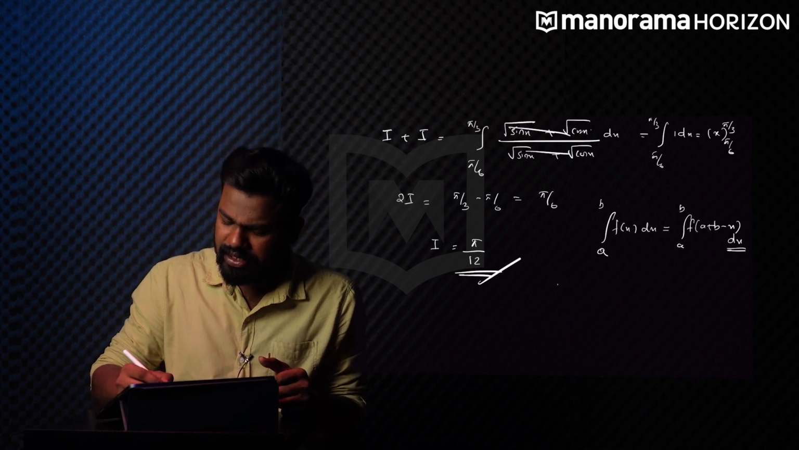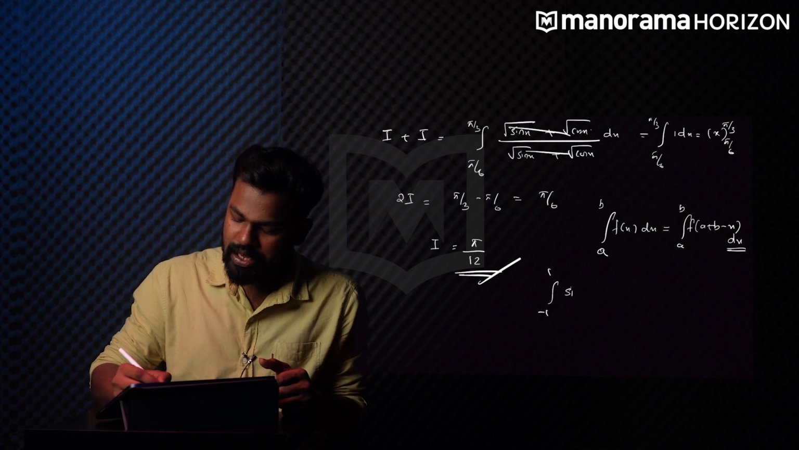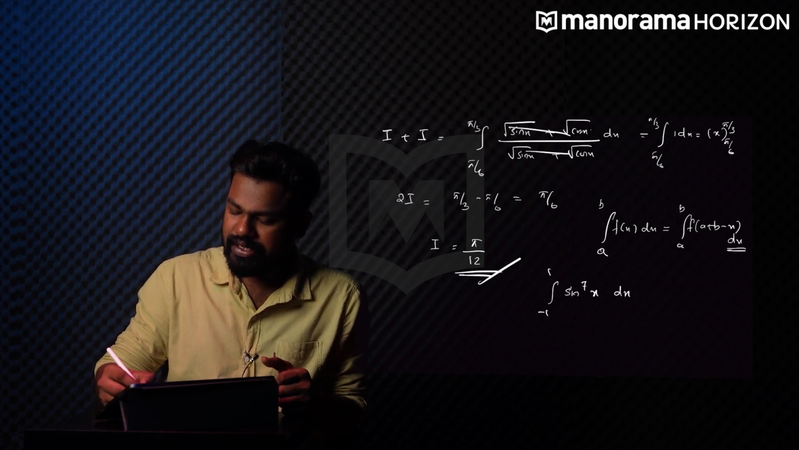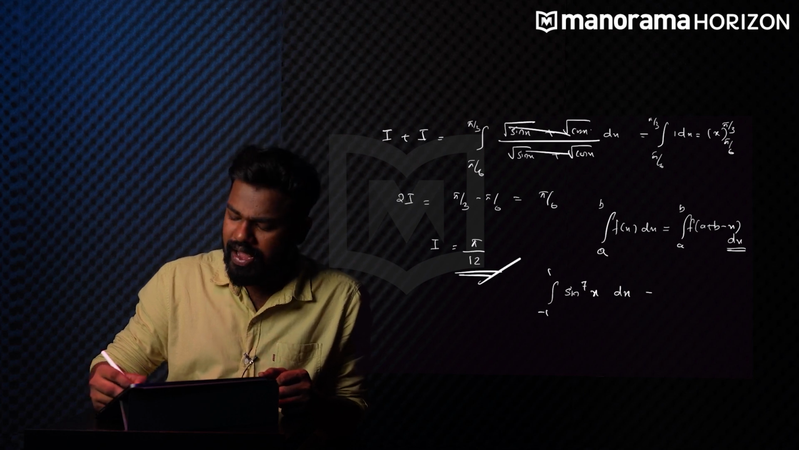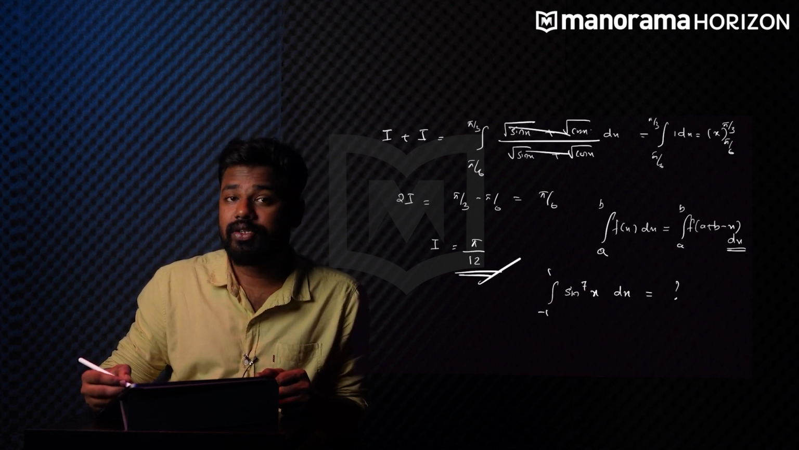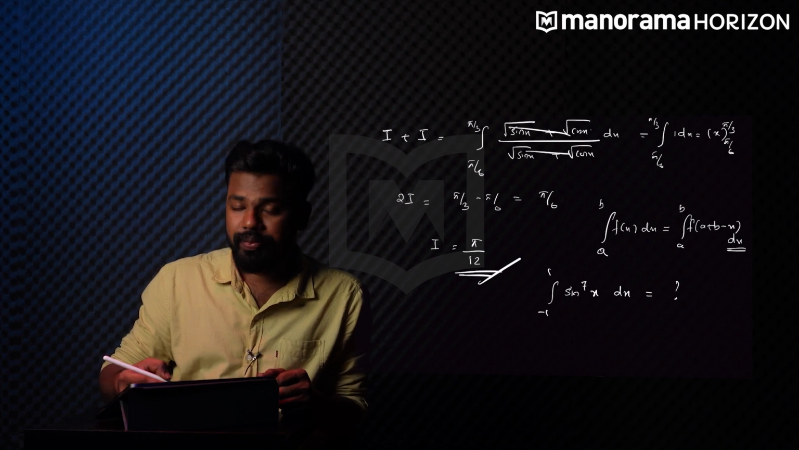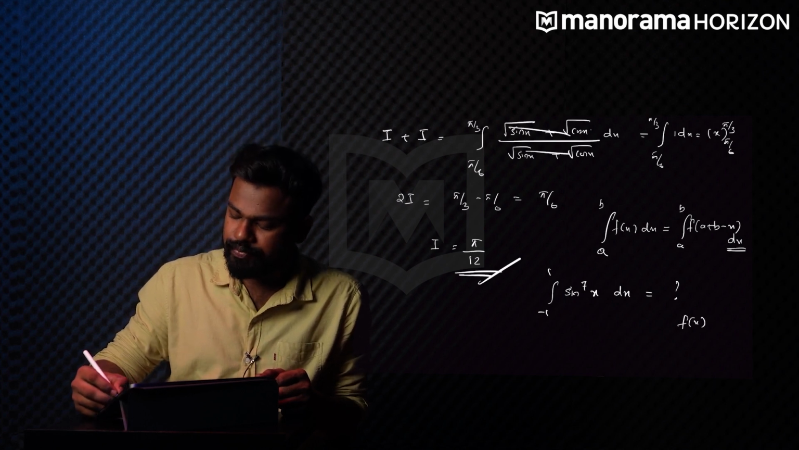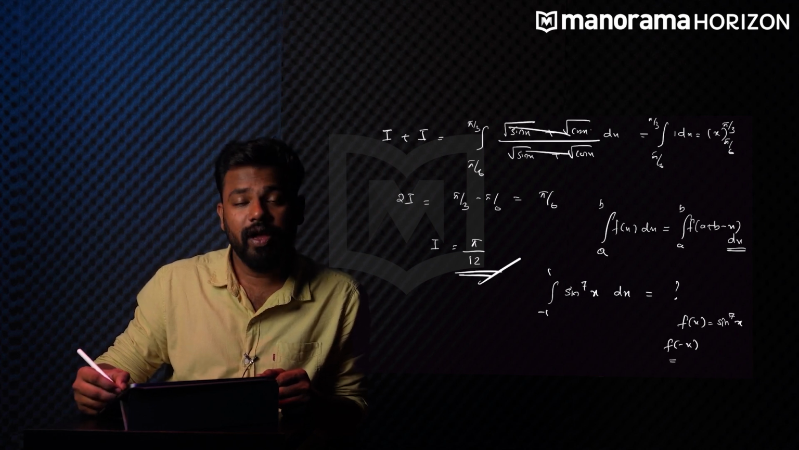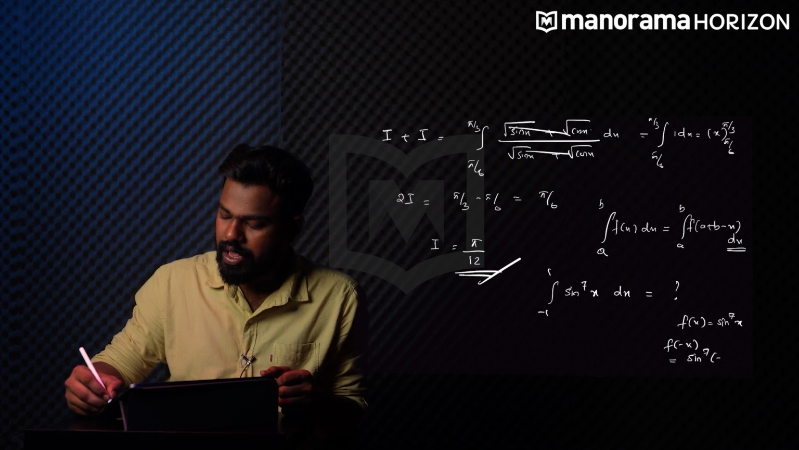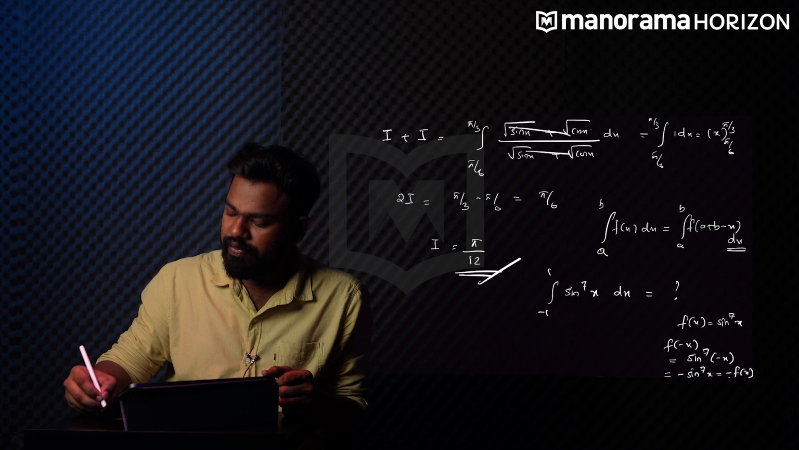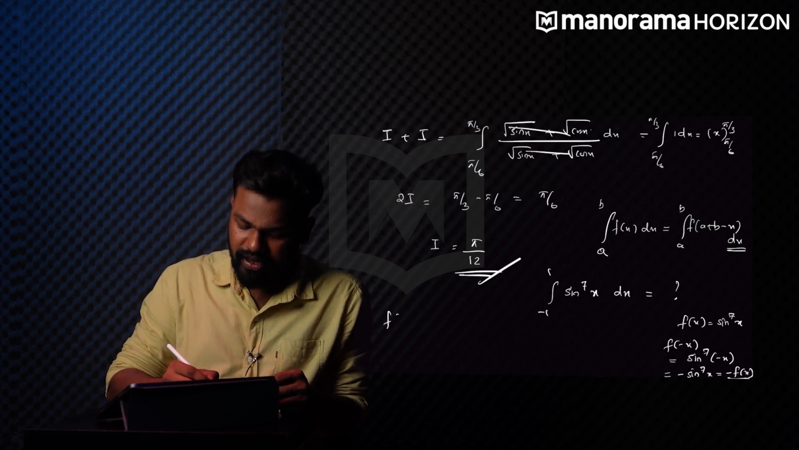Now one more last thing, that is if I have the integral from minus 1 to 1 of sine raised to 7x dx, what will be the value of this? So look here, you have sine raised to 7x as f of x. Now what is f of minus x? If I put a minus x over here, it is sine raised to 7 of minus x, which is minus sine raised to 7x. Is that equal to minus f of x? Yes. So here f of minus x is equal to minus of f of x.